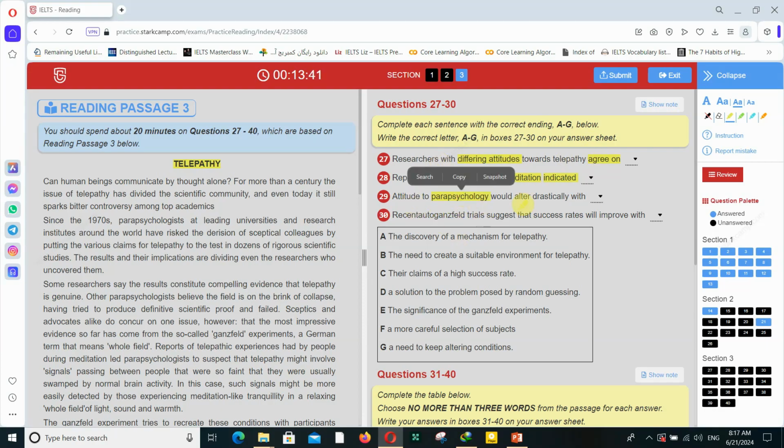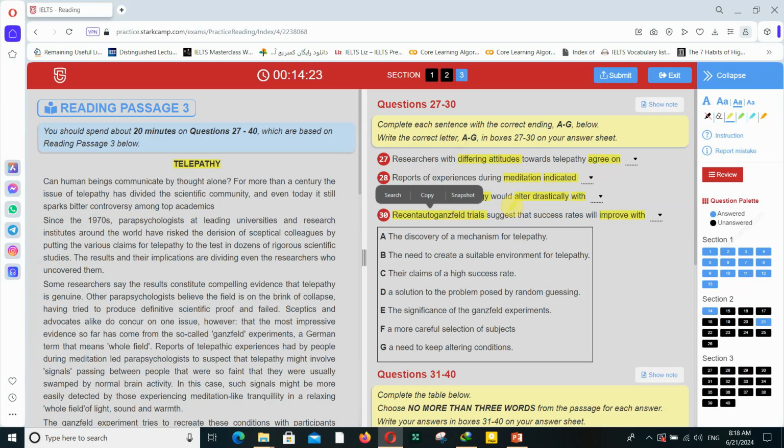Attitude to parapsychology would alter drastically with what? Recent Ganzfeld trials suggest that success rates will improve with what? Recent is important, okay? Recent, and improve with what? For recent, or something like solution or prediction, you can make an educated guess in the IELTS exam that you'll find it in the last paragraph. These are important tips when you're going to take the IELTS exam.